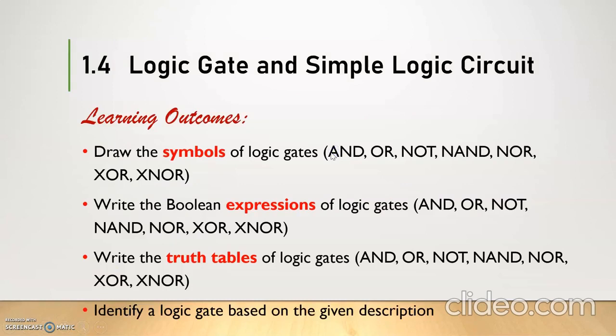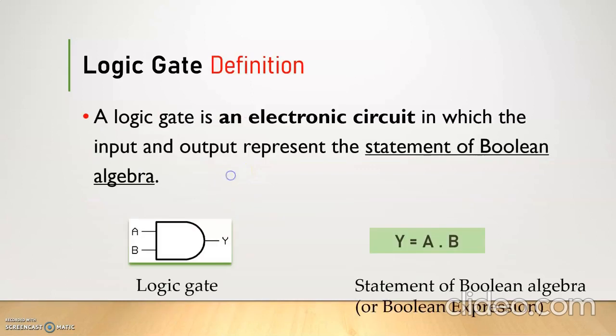So our learning outcomes today, we are going to look at all the symbols of logic gates, which involve combination logic gates also. And also you are going to look at the Boolean expressions of the logic gates, and we are going to also look at truth tables of those logic gates. And lastly, when you are given a description of something, you should be able to identify what logic gate it refers to. So what is the logic gate definition?